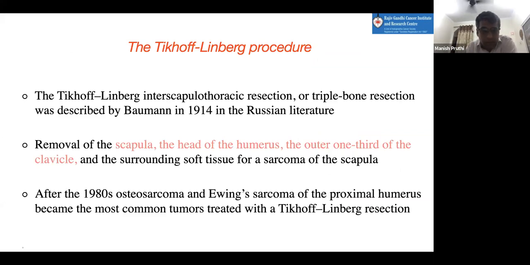It encompasses removal of the scapula, head of humerus, outer 1/3 of the clavicle, and the surrounding soft tissues for a sarcoma of the scapula. After the 1980s, osteosarcoma and Ewing sarcoma of the proximal humerus also became commonly treated with the Tikoff-Lindbergh procedure, but these are all modifications of Tikoff-Lindbergh. The classical Tikoff-Lindbergh includes a full scapular resection and an extra-articular proximal humerus resection. When we are doing it for a proximal humerus sarcoma and doing an extra-articular partial scapulectomy, that is only a modified Tikoff-Lindbergh, not a classical Tikoff-Lindbergh resection.